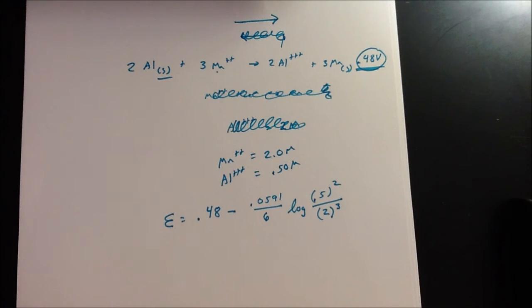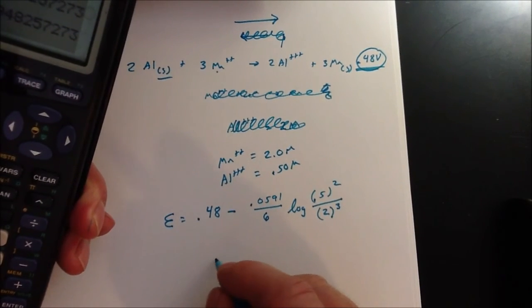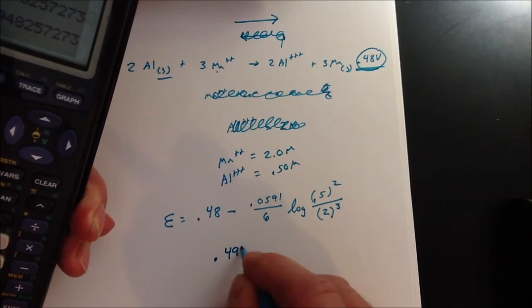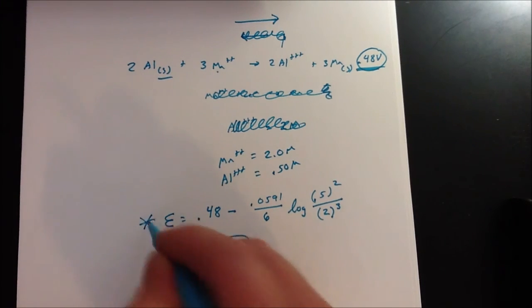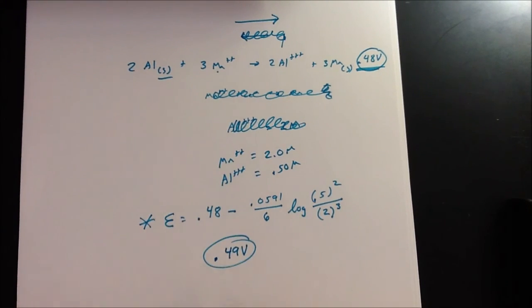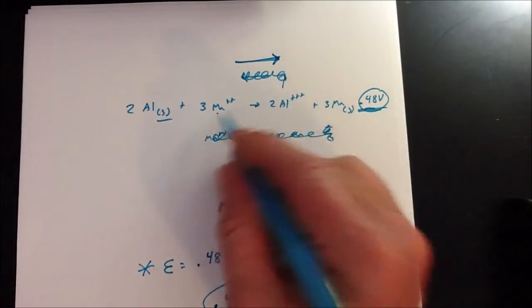The log of that was negative 1.5 times 0.0591, divide by 6 electrons, and subtract that from 0.48. And 0.48 minus that value, I end up with, doesn't change it a whole lot, but 0.49 volts, just with those few changes that we made. Again, by way of AP chemistry, this is a calculation that you won't be asked to do, but you'll definitely have to make predictions as to what's going to happen in terms of the voltage by changing those concentrations.